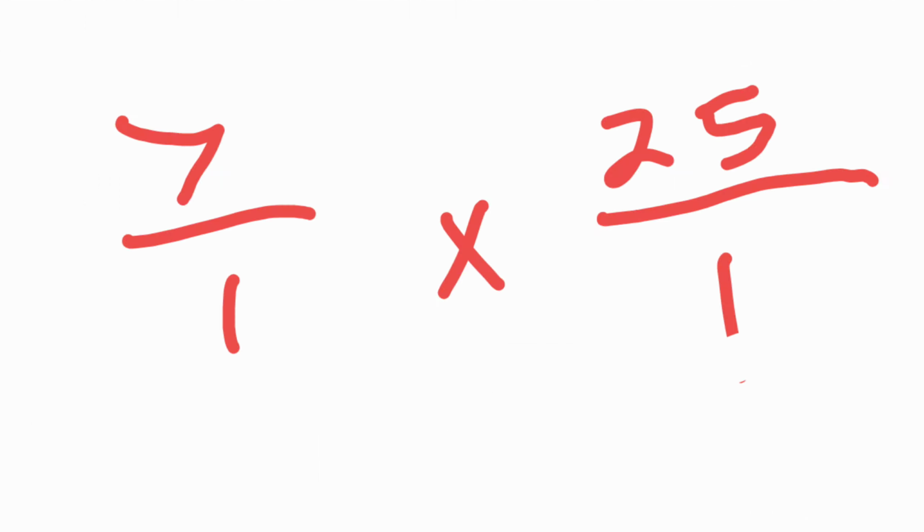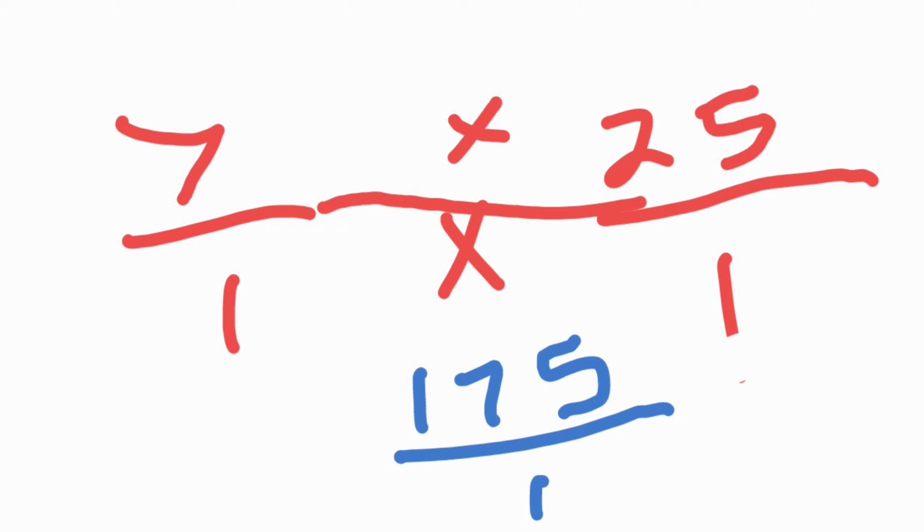Step 3 is to multiply from left to right. Our reduced fractions ended up being 7 over 1 times 25 over 1. If I multiply from left to right, I could draw one big fraction line, and then I would have 7 times 25 over 1 times 1. When I do my multiplication, I get 175 over 1.